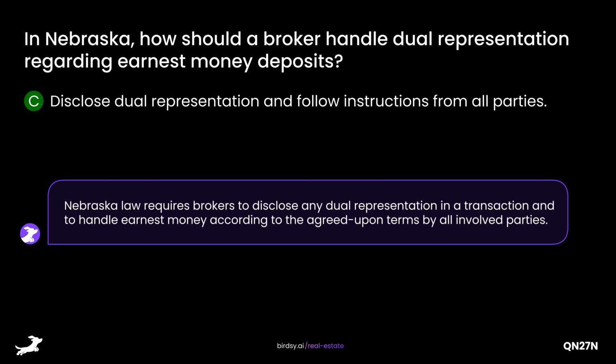Nebraska law requires brokers to disclose any dual representation in a transaction and to handle earnest money according to the agreed-upon terms by all involved parties.